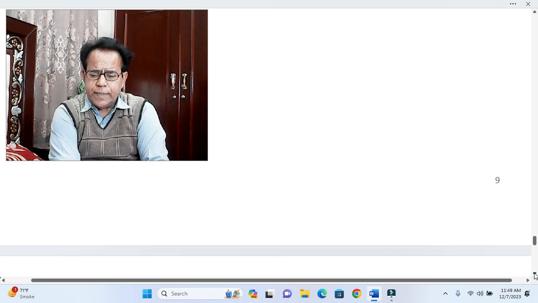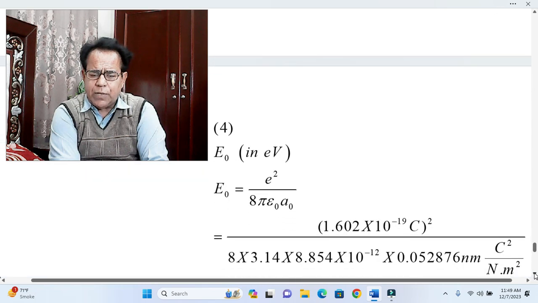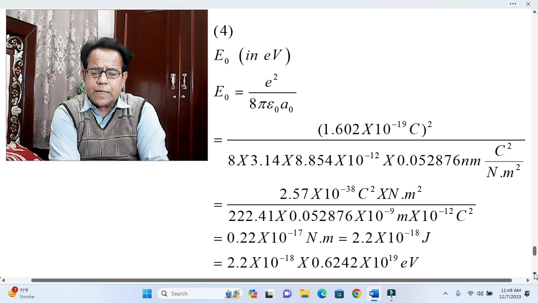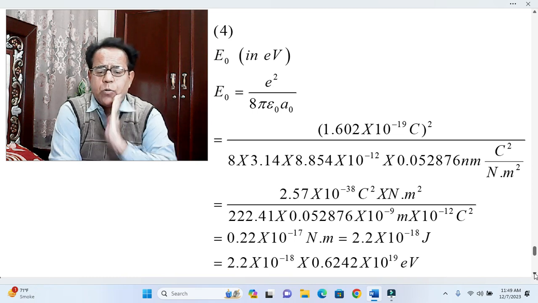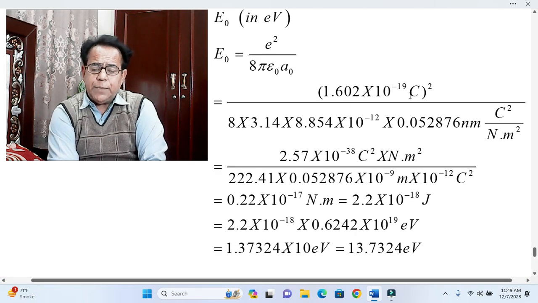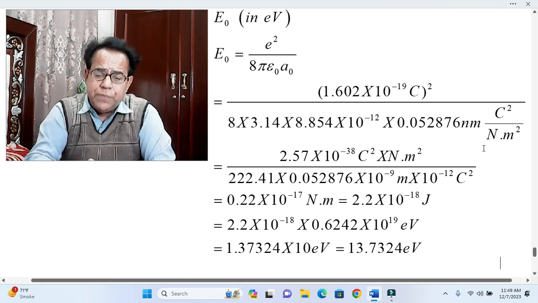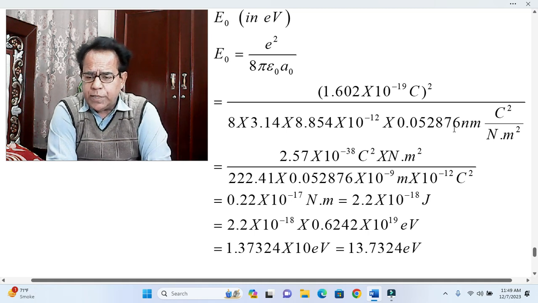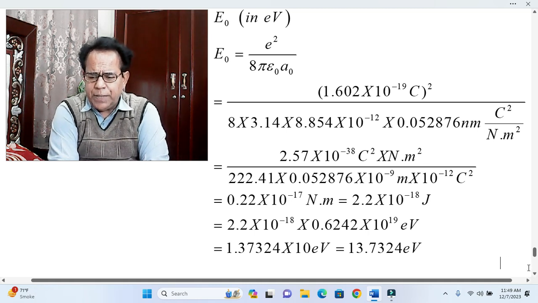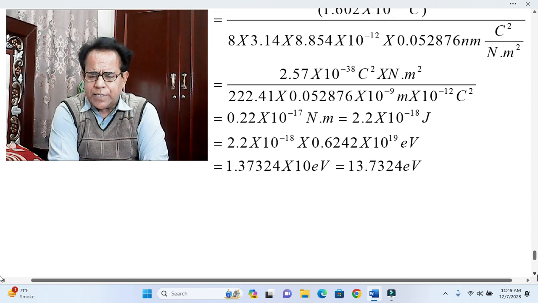Dear students, now we have started our last part, E naught in electron volt. E naught is equal to E square over 8 pi epsilon naught into A naught. Okay, this value of E has been taken from the table. Moreover 8 as it is, this is pi 3.14. This is the value of epsilon naught, also taken from snapshot. However, the value of A naught is that which we calculated in the previous step, the Bohr radius. So this is that value. Now remaining is just simplification and some conversion factors.